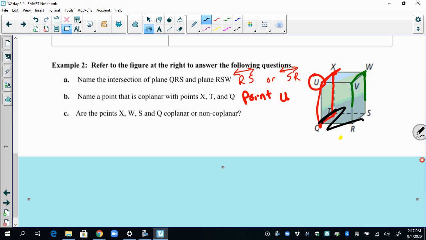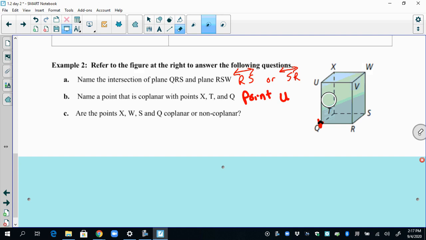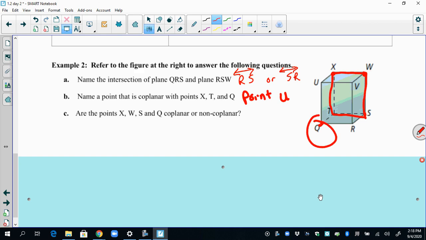The last one asks if points X, W, S, and Q are coplanar or non-coplanar. So let's identify those points. We've got X, W, S, and Q. Well, these 3 here are all on the back side of the box. So they are all in that plane. But Q is out here by itself. So it's not in the same plane. It's non-coplanar with those other 3 points.